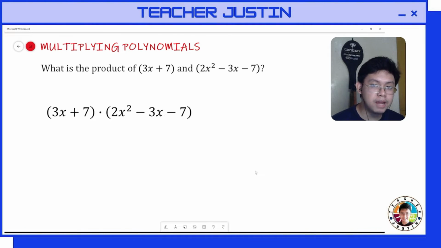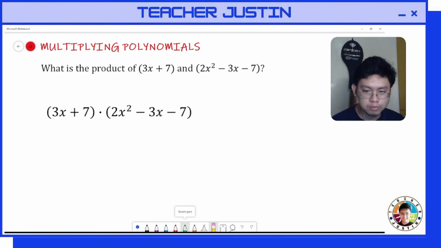And when we multiply polynomials, we multiply each term of our first group to the terms of the second group. Or in short, we will use the distributive property. So let's proceed to our solution. First, we will multiply the first term of our first group, which is 3x, to each term of our second group. So 3x times 2x squared.